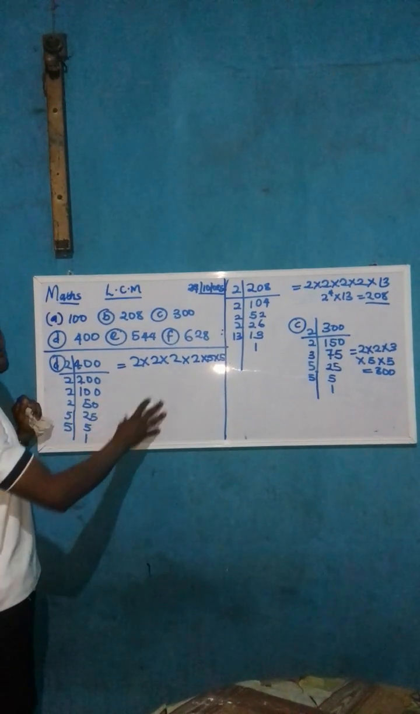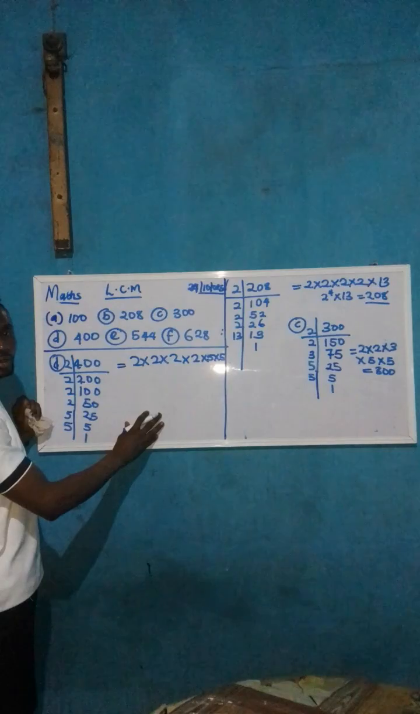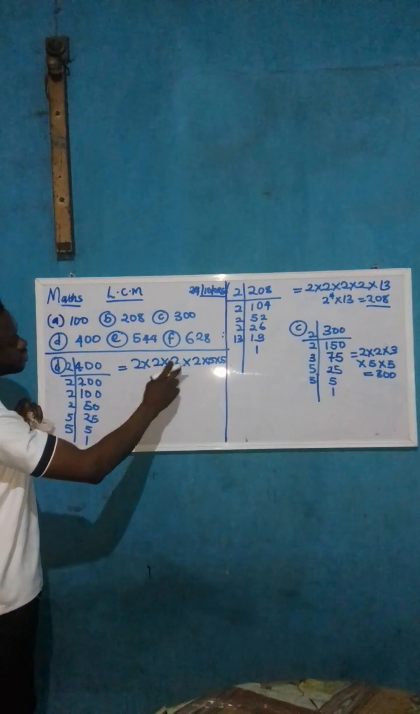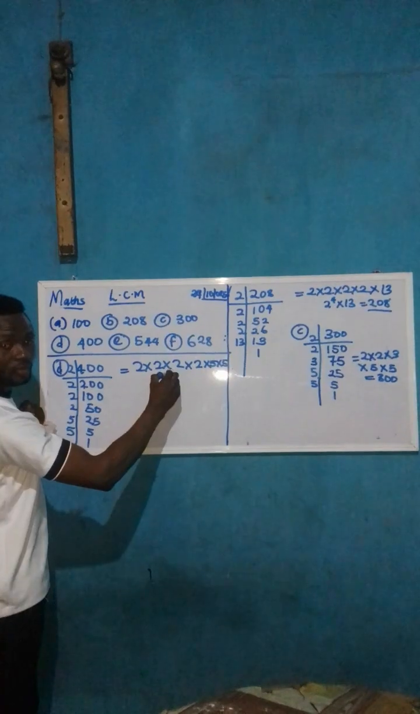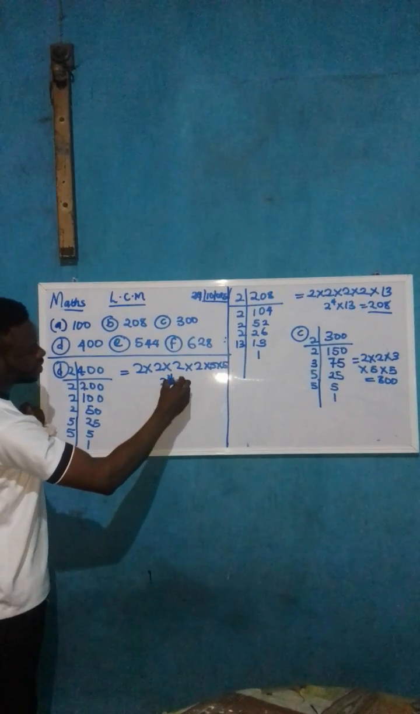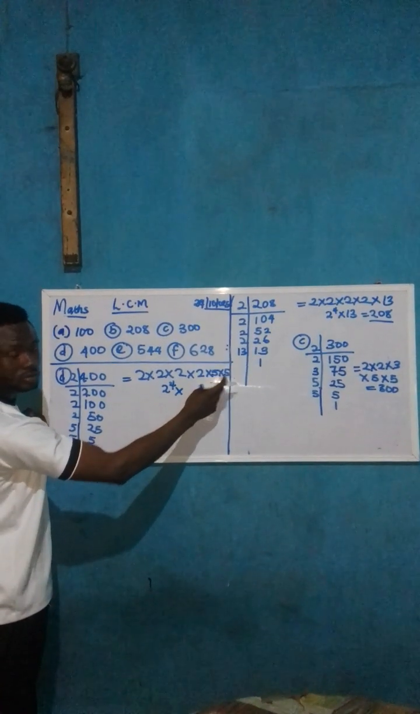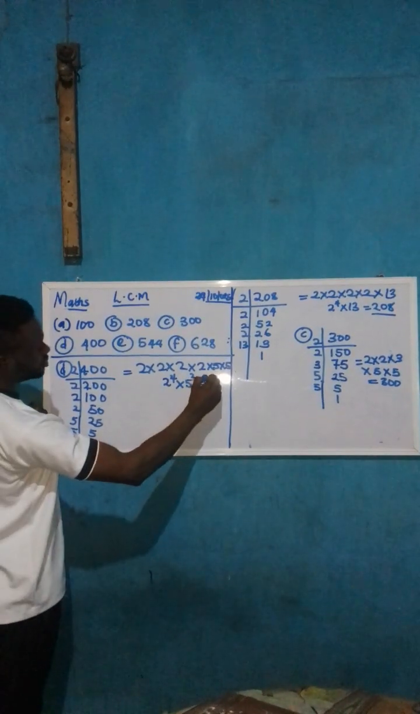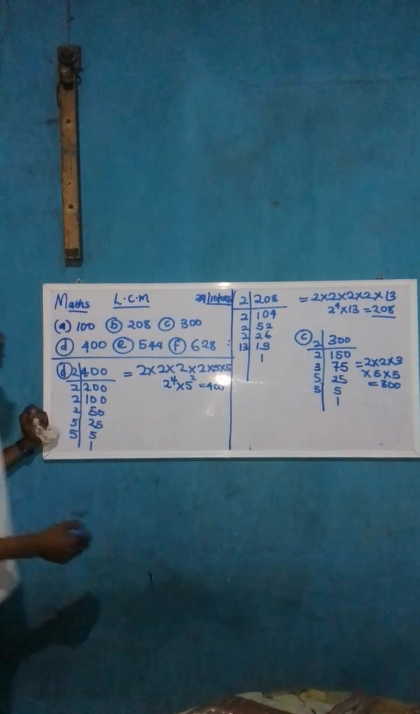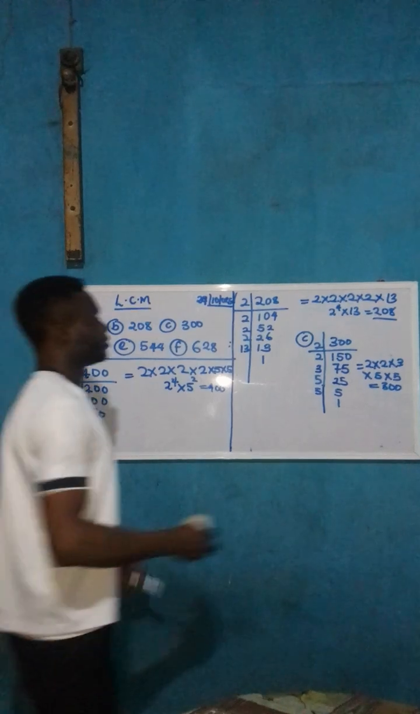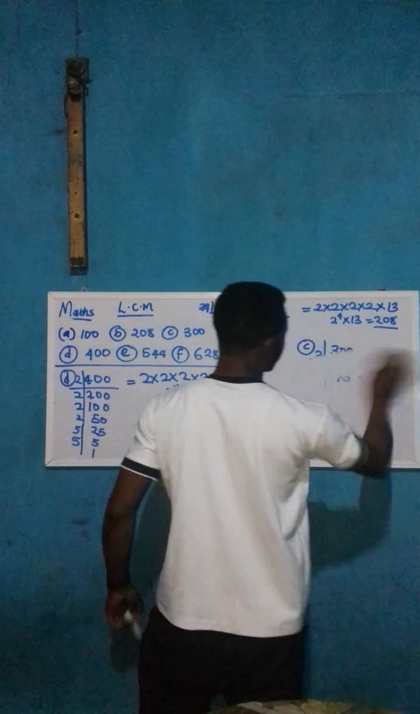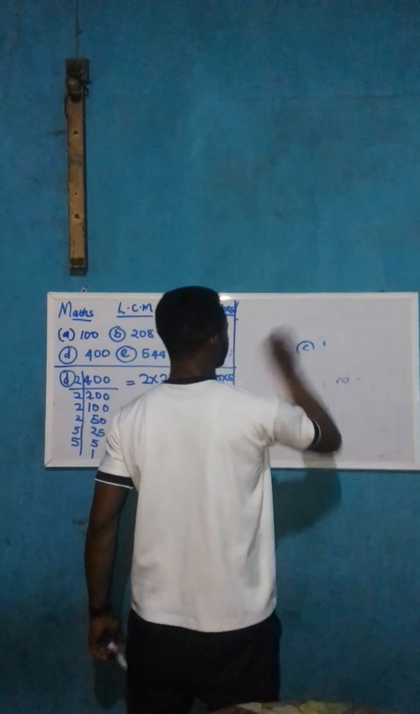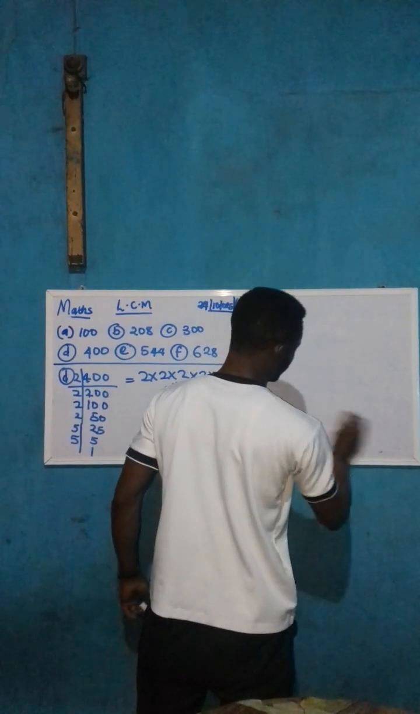How do you write this in index form? So since 2 appears 4 times, 1, 2, 3, 4, we see 2 raised to the power 4, right? Times 5 appears twice, we see 5 raised to the power 2. It's the same thing to give us 400, okay? So we say find the LCM of 544. Find the LCM of 544.